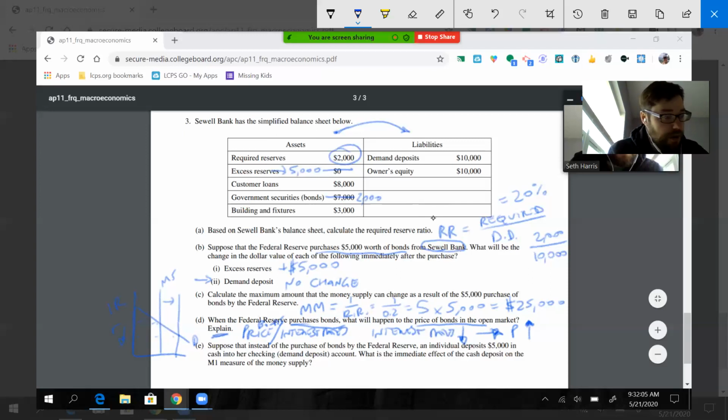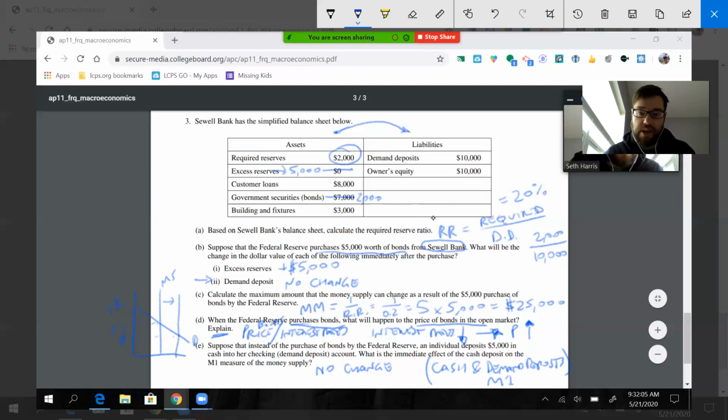All right, let's go to part E. Suppose instead of the purchase of bonds, an individual deposits $5,000 in cash into her checking, which is the same as a demand deposit account. What is the immediate effect of the cash deposit on the M1 measure of the money supply? This is no change. And the reason is that both cash and demand deposits are included in M1. So you're really not changing the total amount of M1, the total amount of the money supply. You're just changing the composition, right? It's moving from cash to demand deposits.